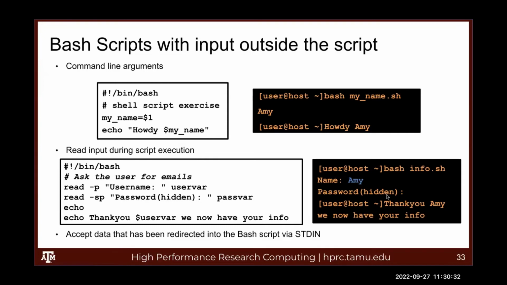And so if this is run, here's an example of running this. It'll ask for this input, name, colon, and then someone types in Amy, and then they type in their password. It's hidden, so you can't see it. And then it'll say thank you, and it'll output the name they typed. We have your info. So pretty straightforward. Just using this, you can add some basic command line inputs, either via arguments or via requests for inputs while your script runs.